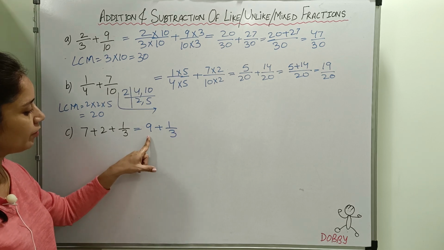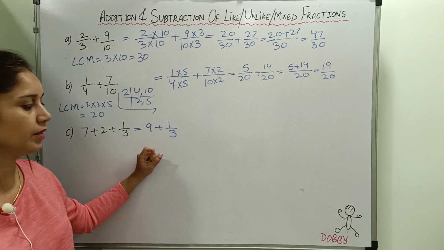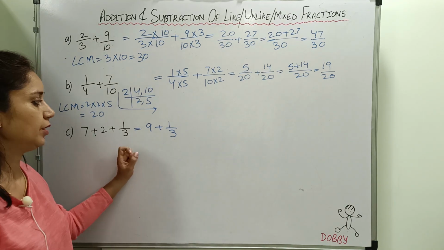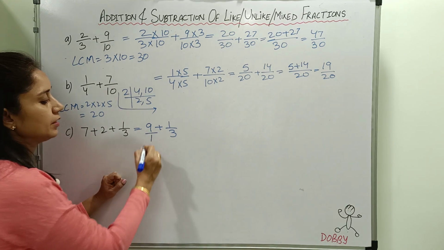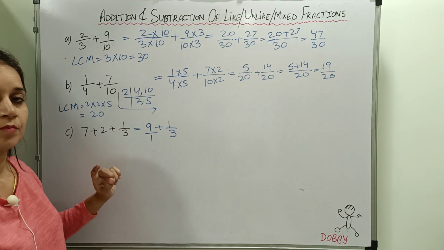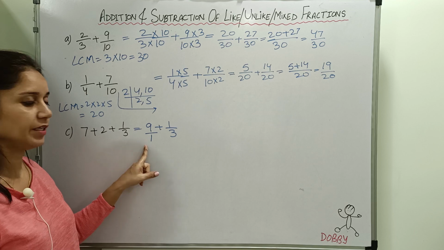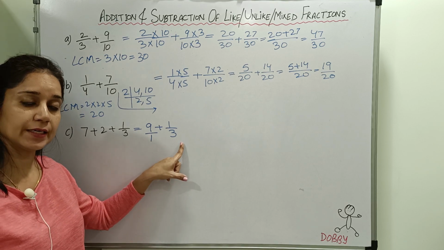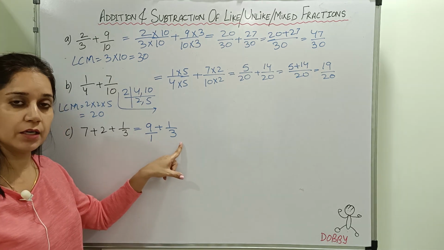Now how to add one whole number and one fractional part? The first whole number also we will be turning as a fraction. How? Putting 1 in the denominator. 9 upon 1 plus 1 upon 3. Now denominators. It is 1, it is 3. Can 1 be turned as 3 directly? Yes. 1 3s are 3.